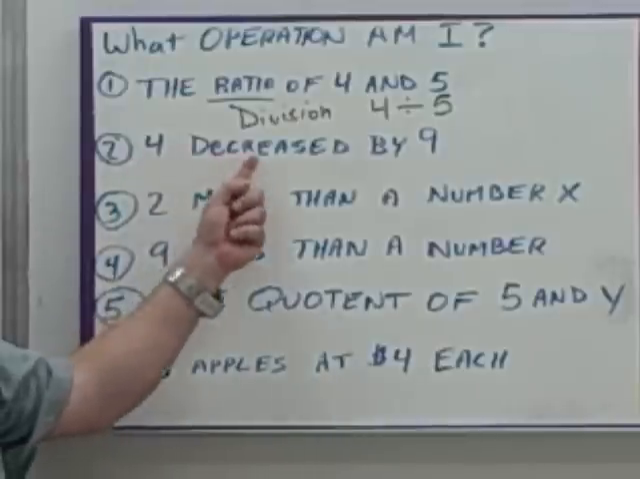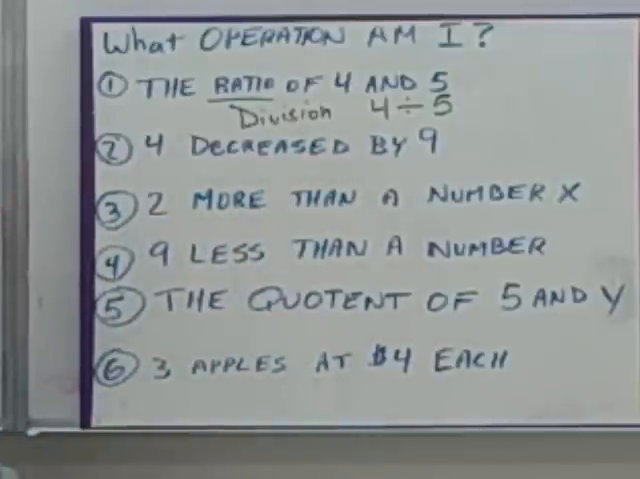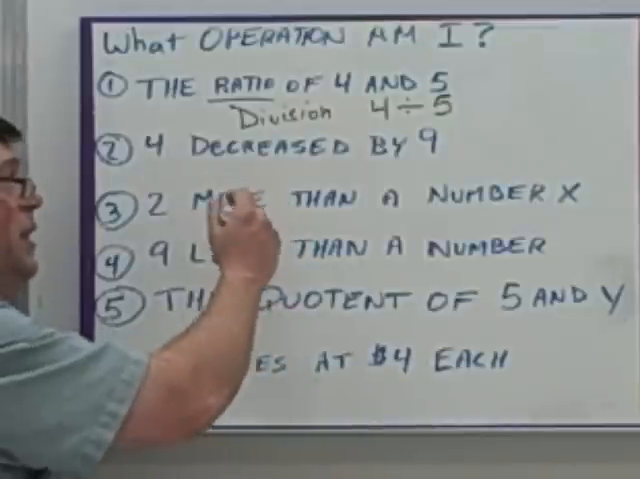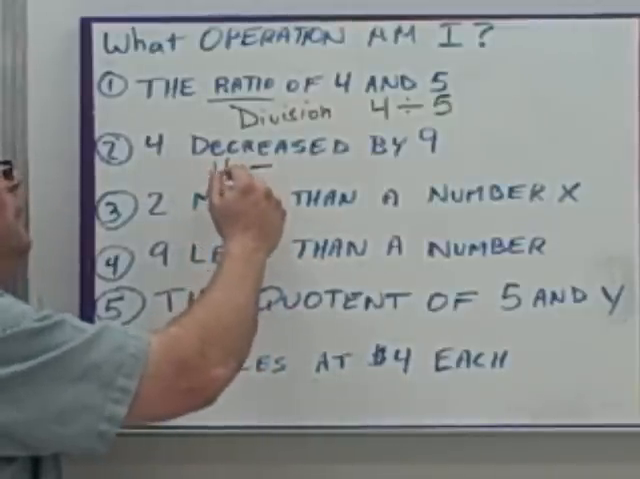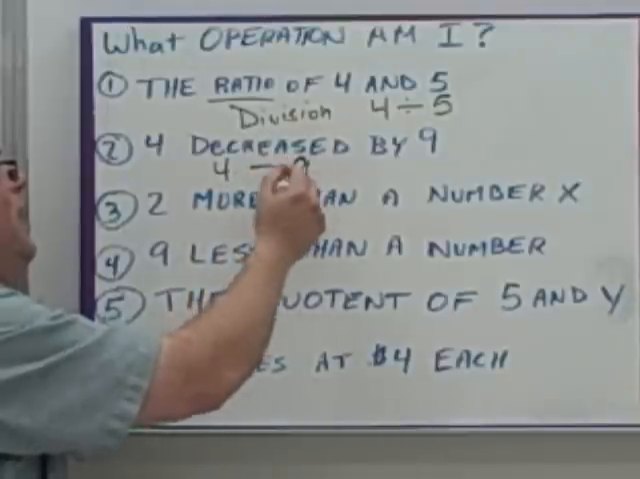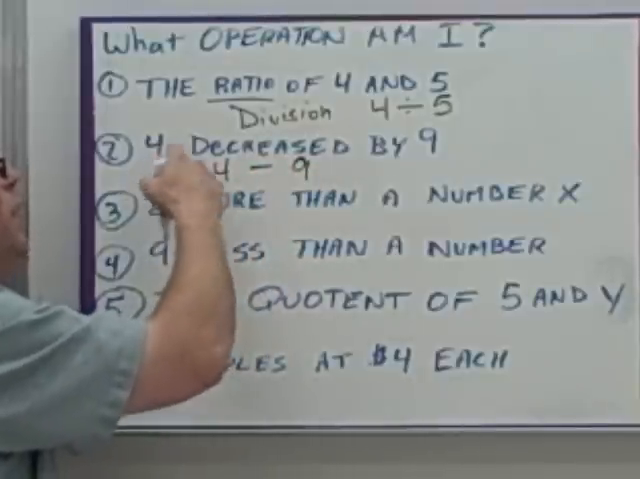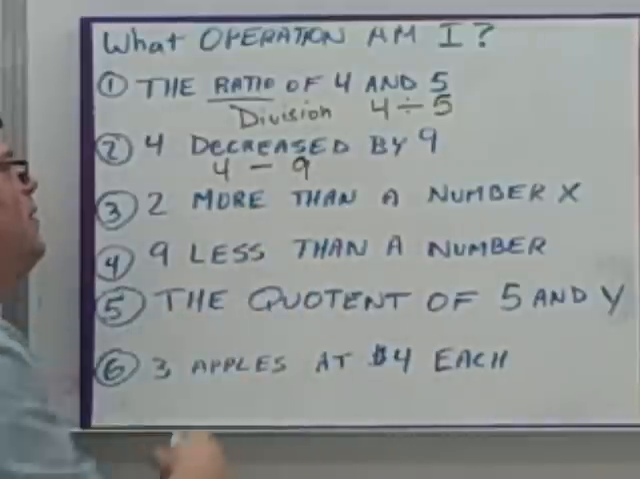Next one says 4 decreased by 9. Decreased by is a key word for subtraction. So we're going to do 4 decreased by 9. 4 minus 9. First minus the second.